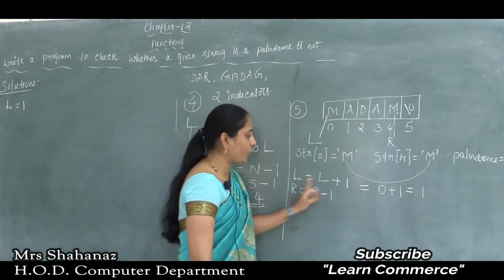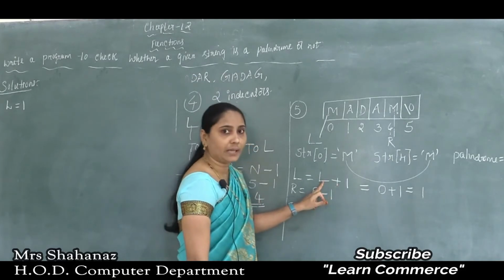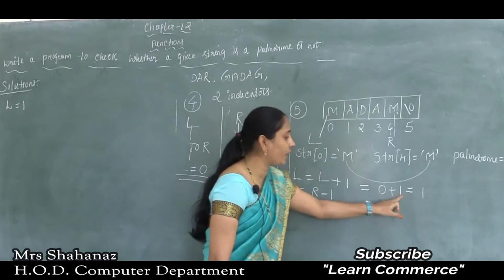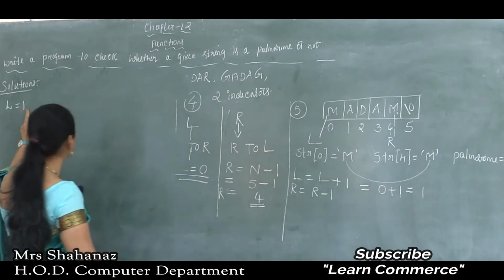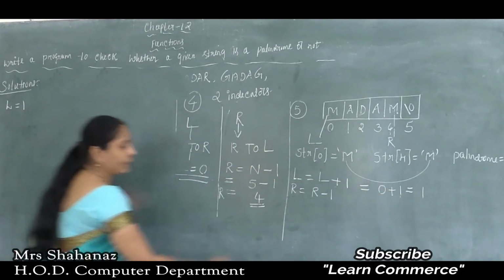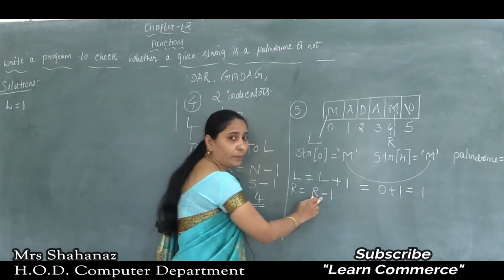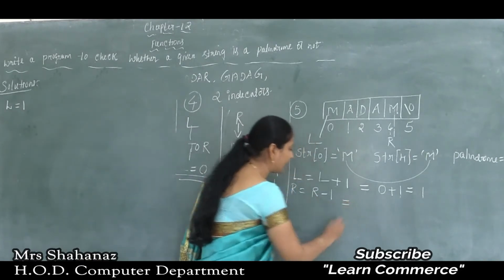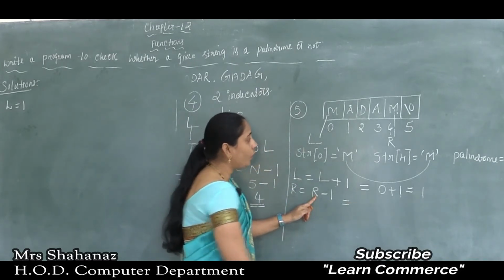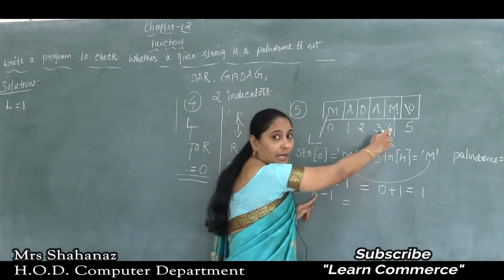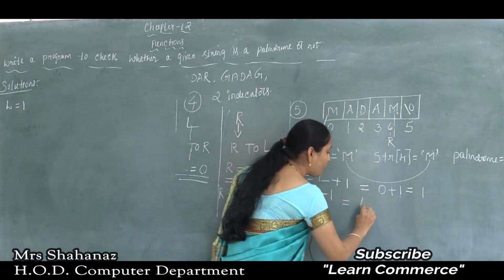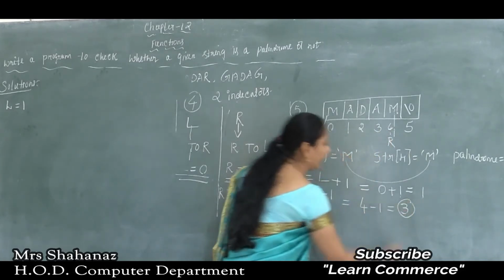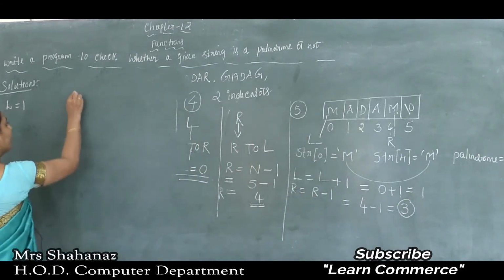So L is equal to L plus 1. As we know, the L value is 0, so 0 plus 1. Now we can say that the L value is equal to 1, and next R is equal to R minus 1. The R is decremented by 1. So here the actual R value is 4, correct? In the last step the R value is 4, so 4 minus 1, okay, now the R value is 3. Clear this point here? The R value is equal to 3.